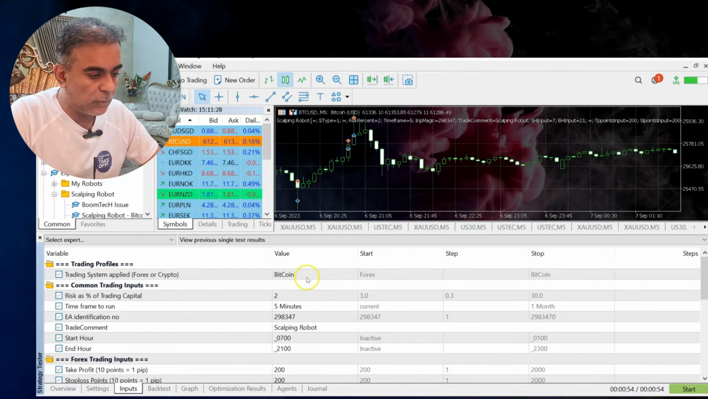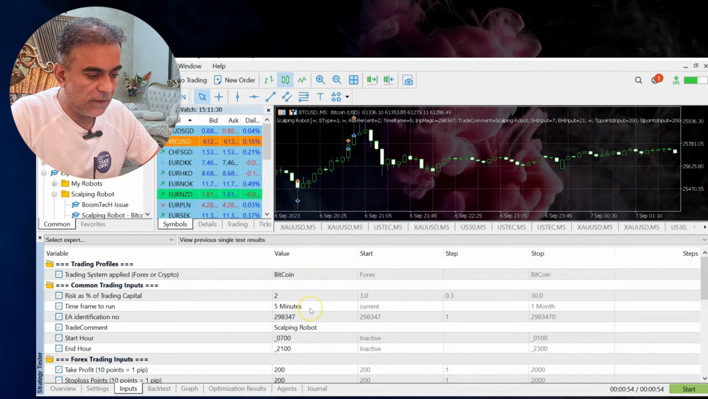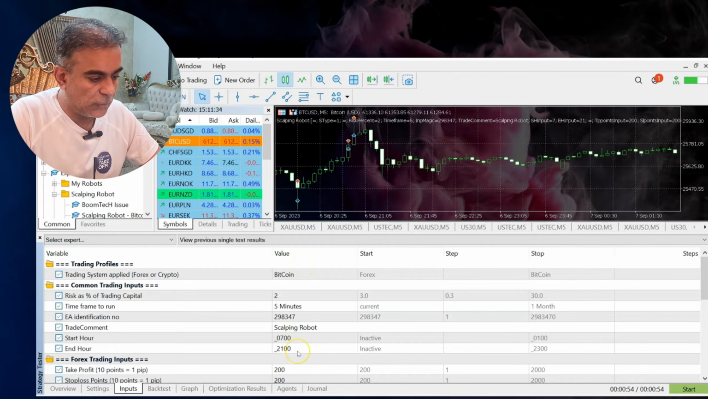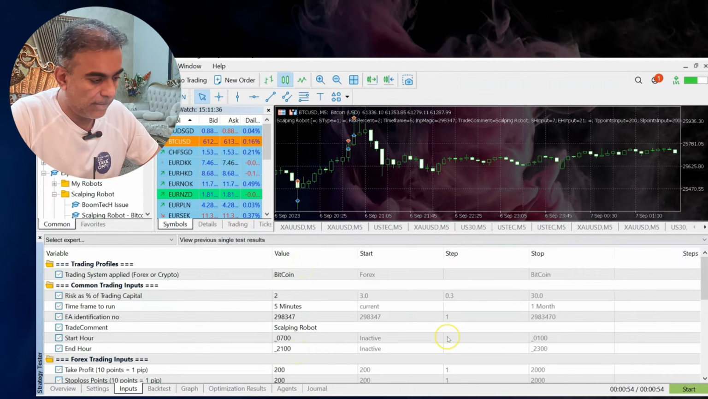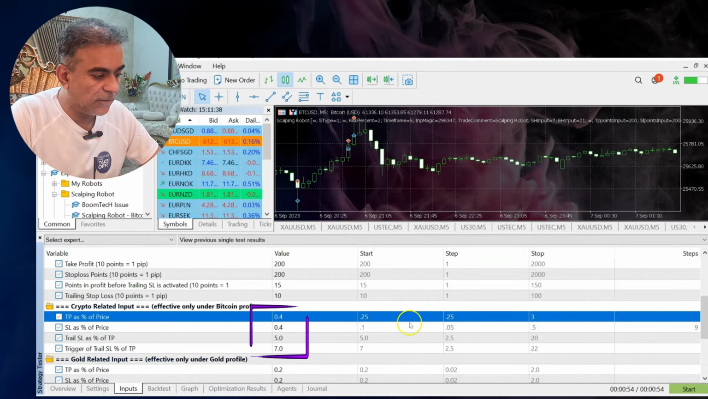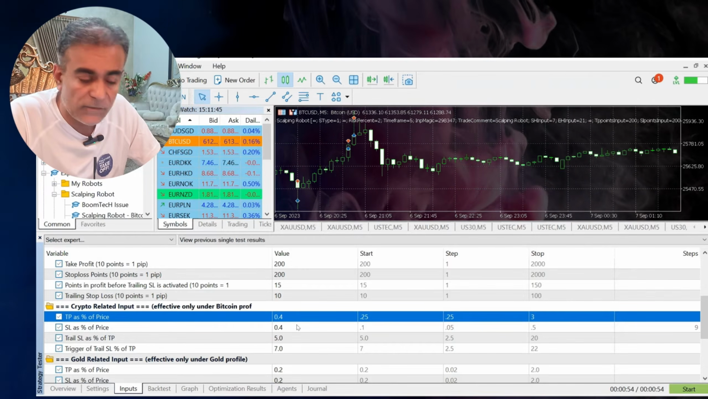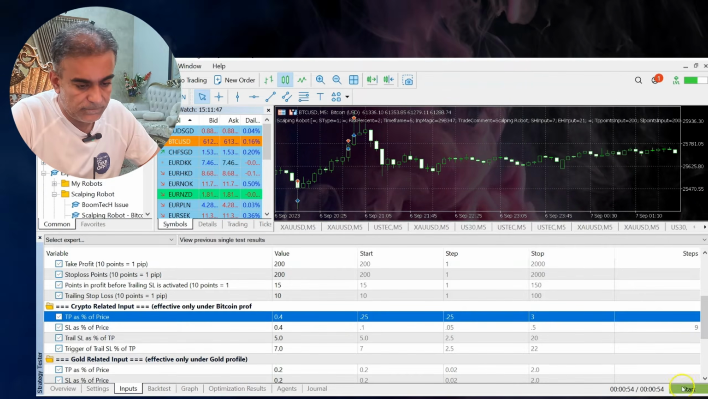We're running it on Bitcoin profile. We're running it on 5-minute chart, starting at 7 o'clock in the morning and until 2100 hours in the evening. These are the Bitcoin related, crypto related inputs that I'm providing, and we're going to go through this a little bit more in detail. So let's run the test.